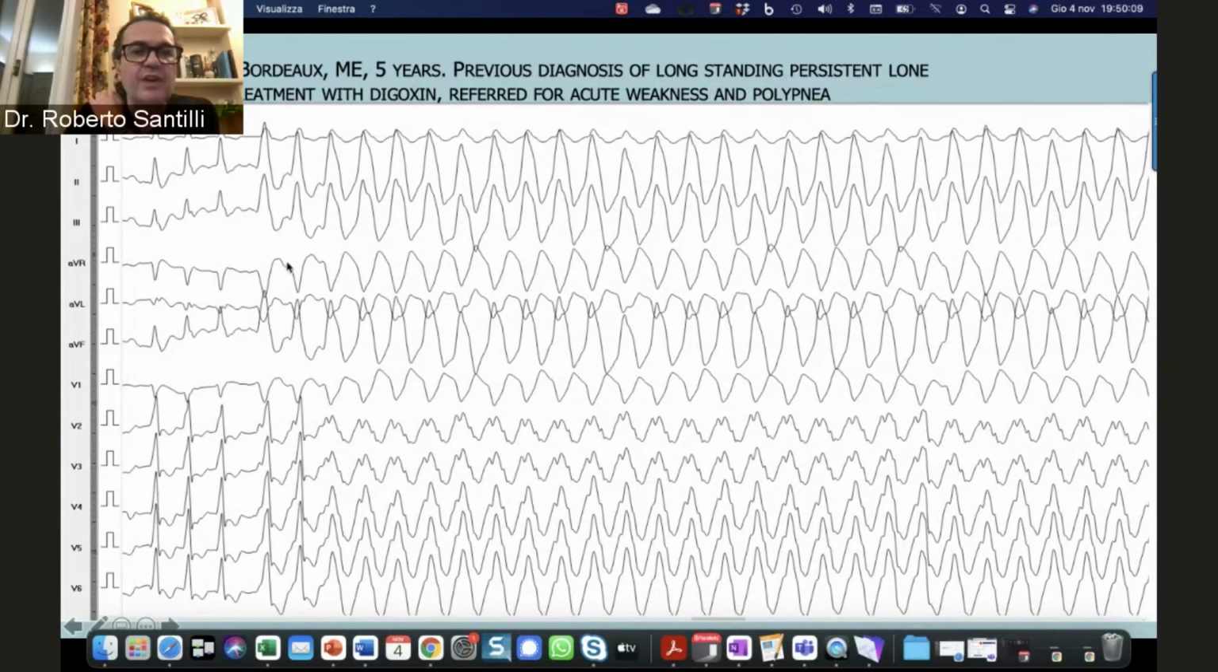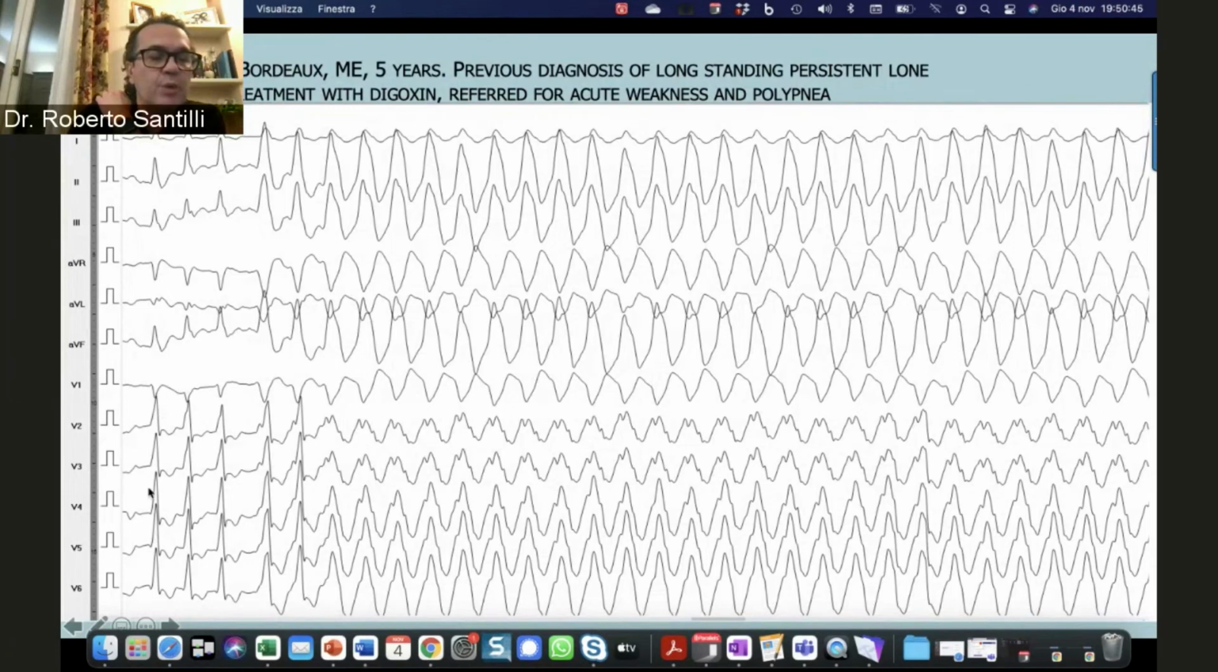So our first differential when we have a wide QRS complex rhythm is really ventricular tachycardia. But since we have a fast atrial fibrillation, and I forgot to say that this left ventricle wasn't healthy, you see that we have a widening of the QRS complex and a slurring. So there is a slowing of the downstroke of the QRS complex.